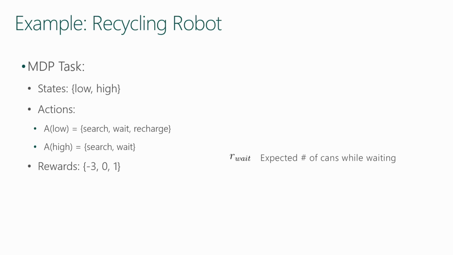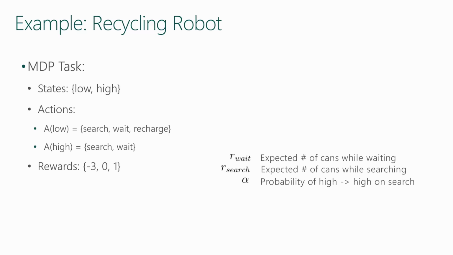And we have some other statistical information about the model. R_wait is going to be the expected number of cans it receives while waiting during one time step. And R_search will be the expected number of cans it finds while searching on a time step.